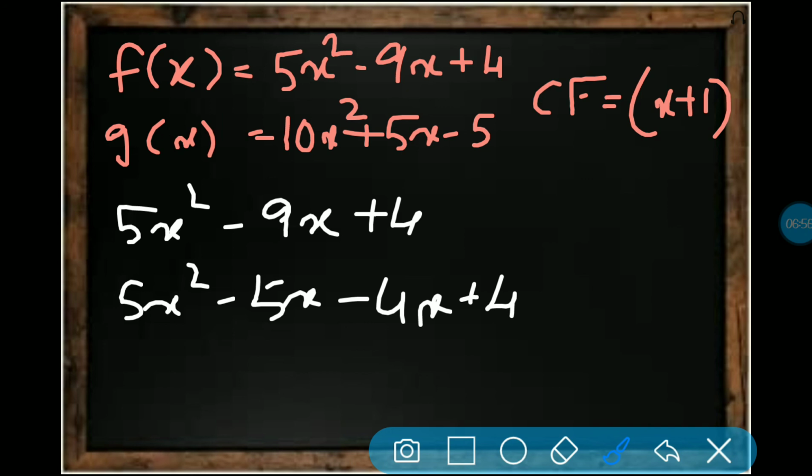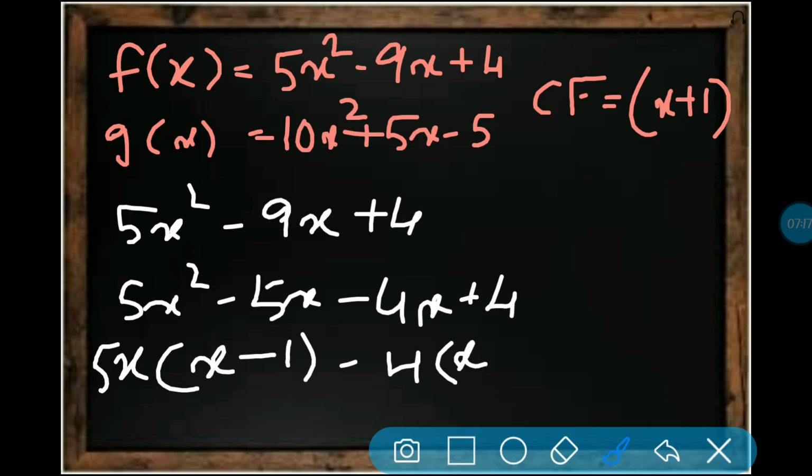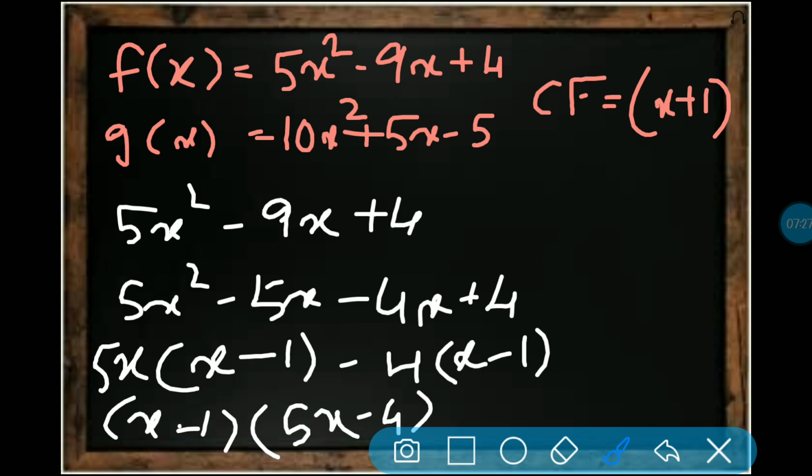Now what will be common here? x will be common, and we can take 5x as common. 5 is also common, right? Here x, so 5x into (x minus 1), and here we can take minus 4 common: minus 4 into (x minus 1). So the factors for this are x minus 1 and 5x minus 4. These are the factors for only the first one, so first copy this.